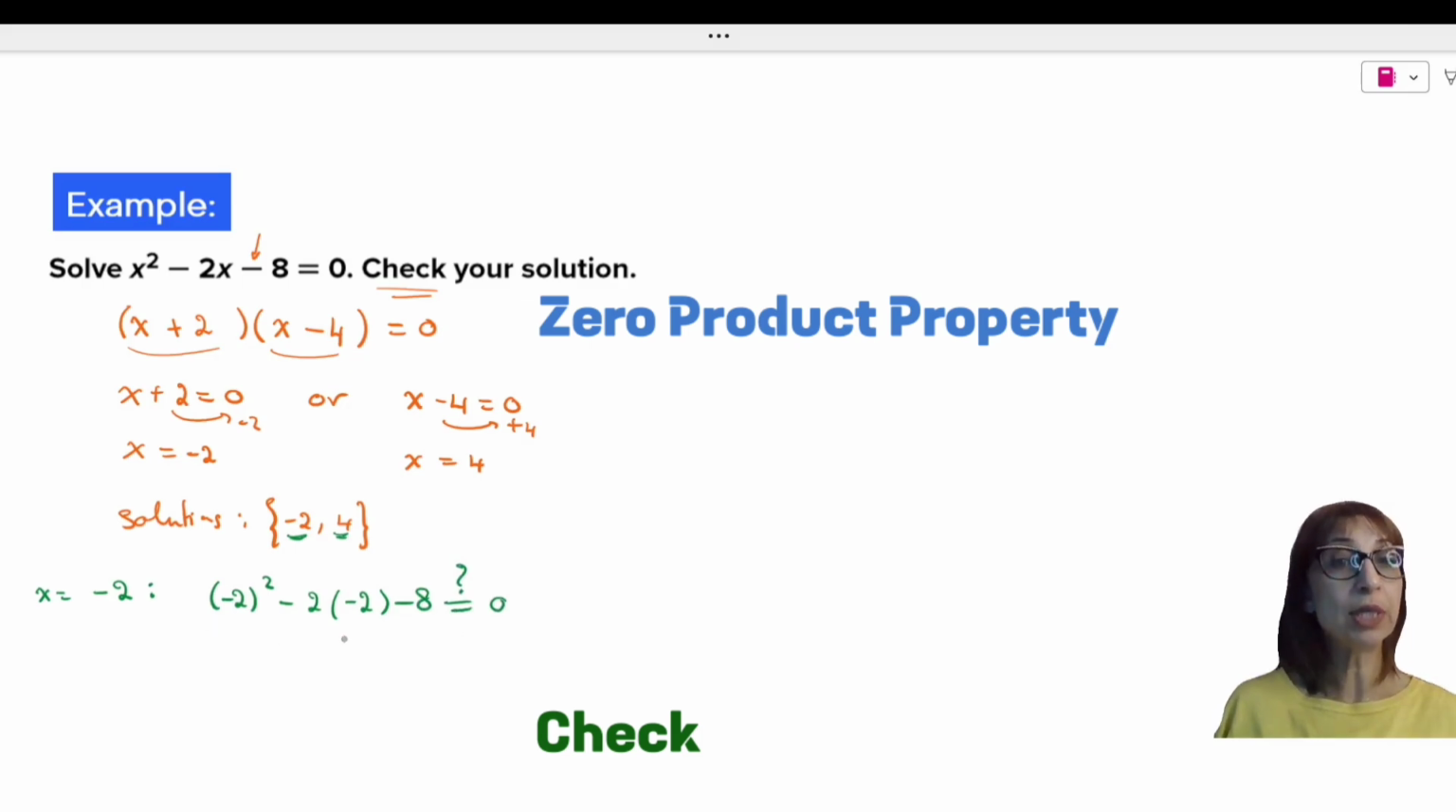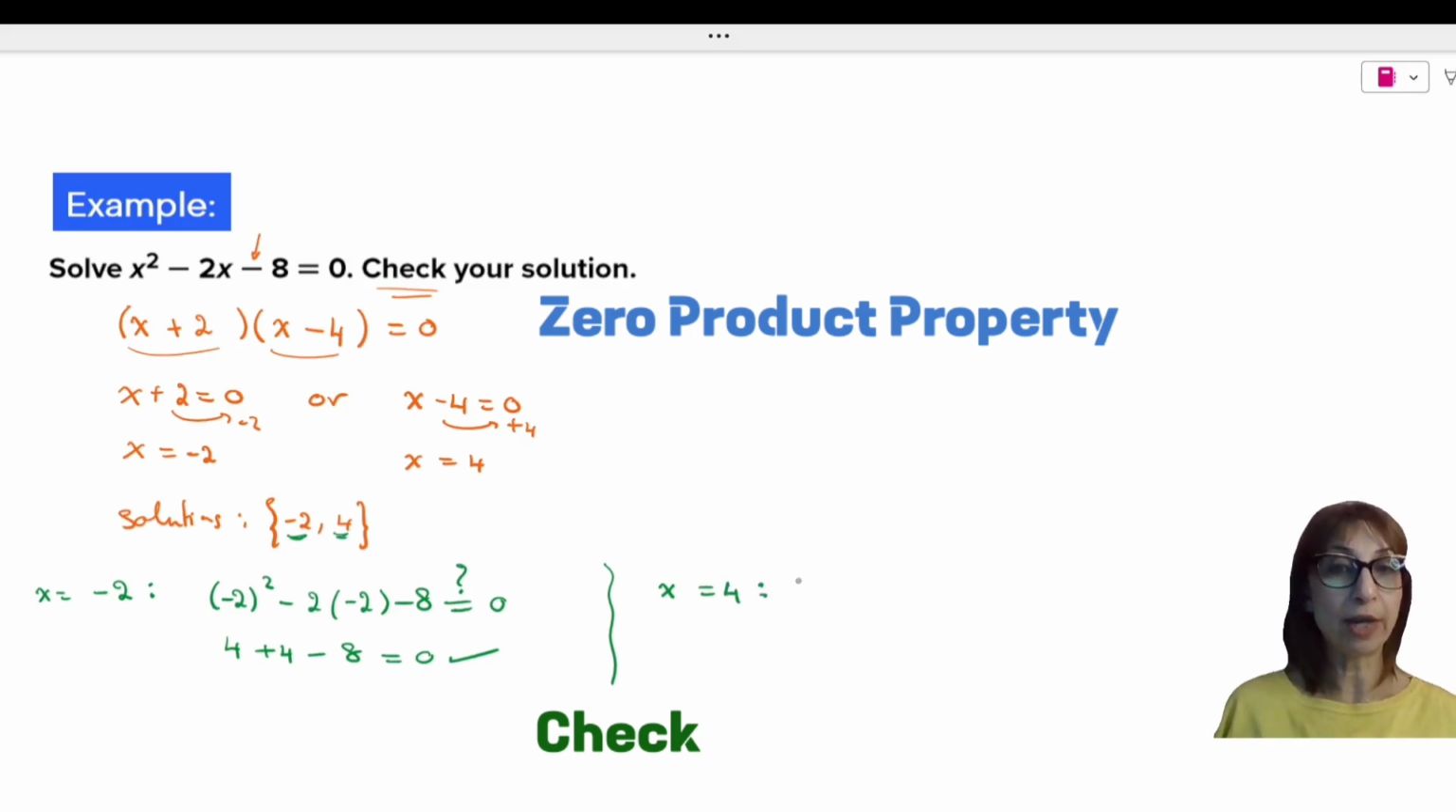If you put this on the calculator, you will have 4. Of course, it will be positive because the power of 2 removes the negative. And here also, negative 2 times negative 2 is positive 4. And then minus 8. Of course, 4 plus 4 is 8, minus 8 equals 0, and this is correct. Also for x = 4, let us check for x = 4.